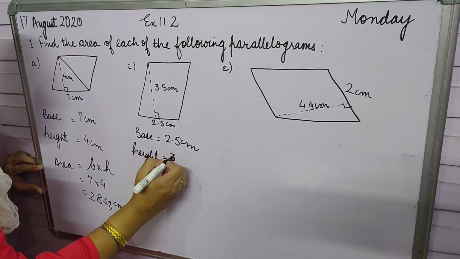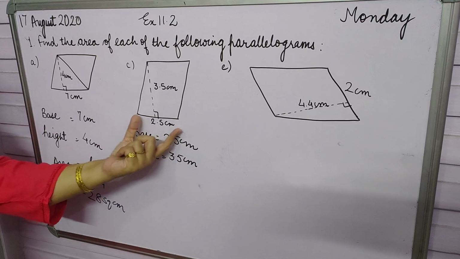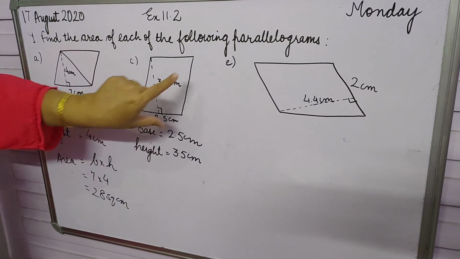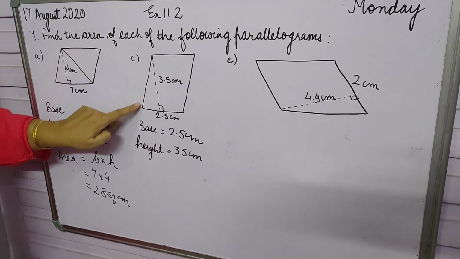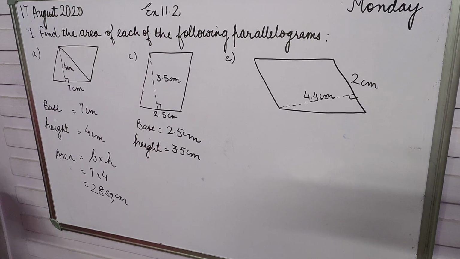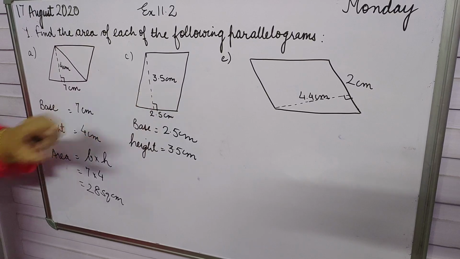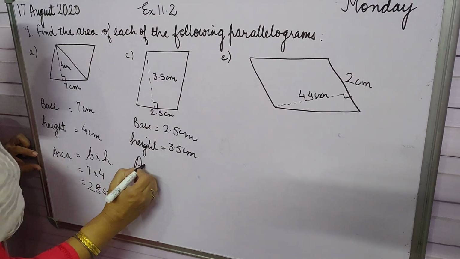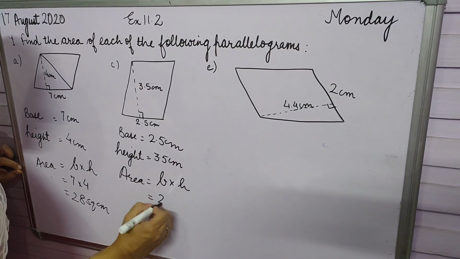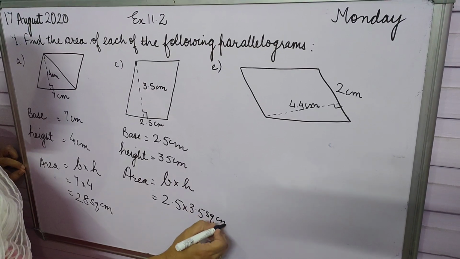Why I am using the word corresponding height is that if you are considering this base, then height should be the perpendicular on this side only. If I consider this as base, then height should be on that side only. So we have to take corresponding altitude to that particular side which we are taking as base. Now how much is the area? Area is again base into corresponding height. So it is 2.5 into 3.5 square centimeter.